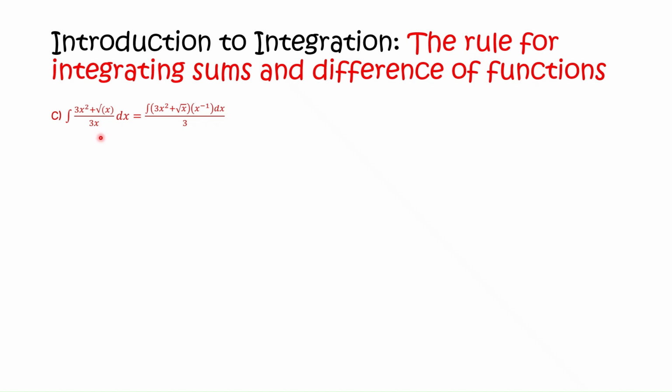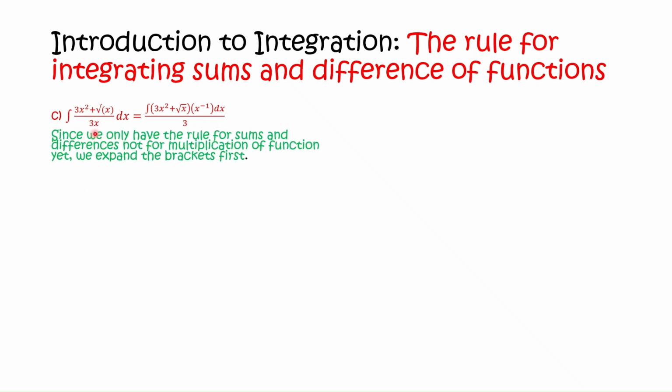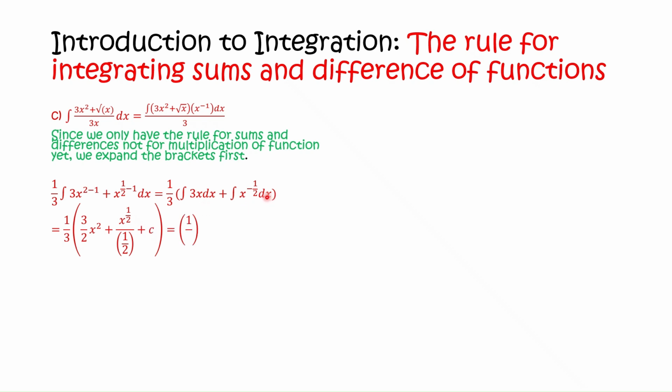We've covered B, so we're moving on to the C. So moving on to C, we are going to multiply, expand the brackets once again, but remember from the laws of indices, if we have 1 over x, that's equivalent to having x to the power minus 1. Now, if we consider that and we expand our bracket, we are going to have 3x to the power 2 minus 1 plus x to the power half minus 1 dx.